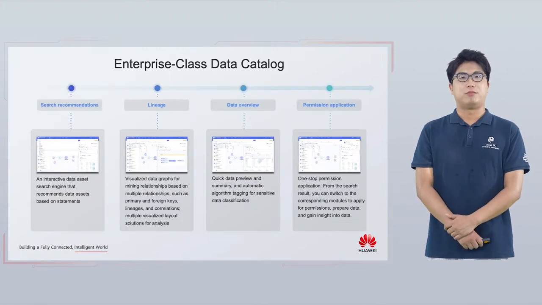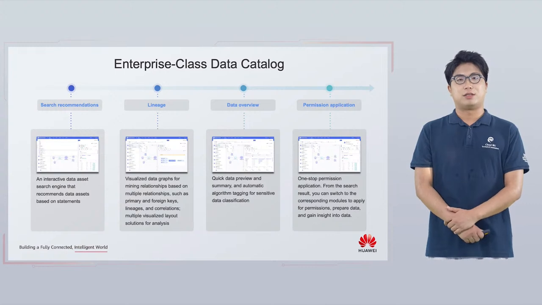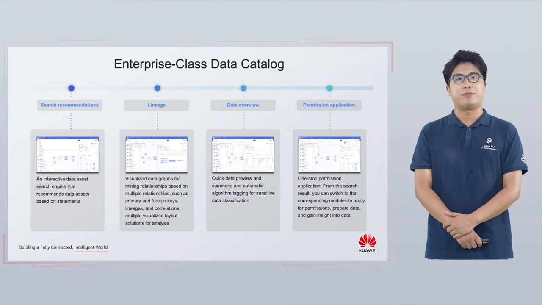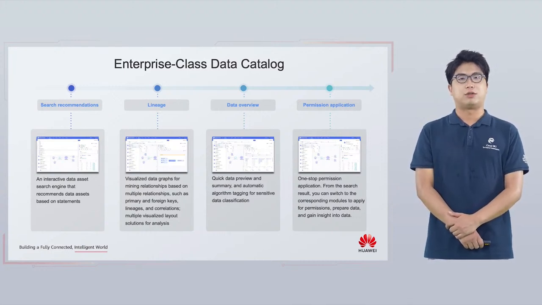Finally, the platform builds a unified enterprise-class data catalog for data sets in the lake. The data catalog provides four functions. First, interactive asset search. Second, visualized data graph, which can be used to mine relationships based on primary and foreign keys, lineages, and correlations. Three, quick data preview and summary, and tagging for sensitive data classification using algorithms. And four, subsequent operations in the data catalog, such as one-stop permission application.